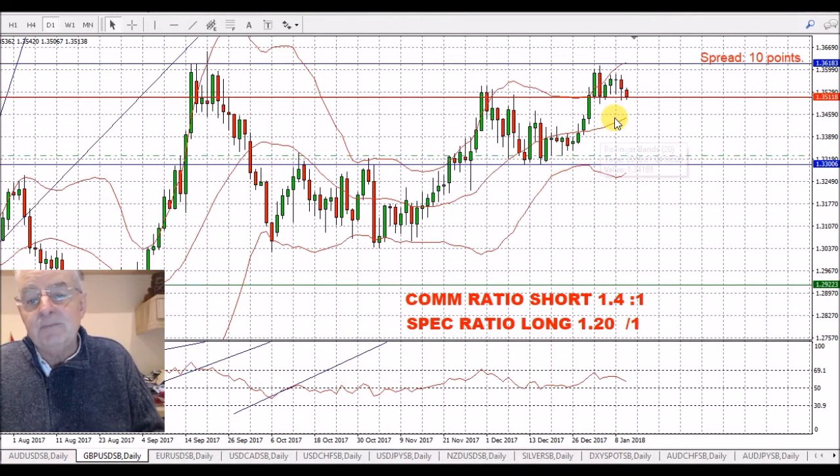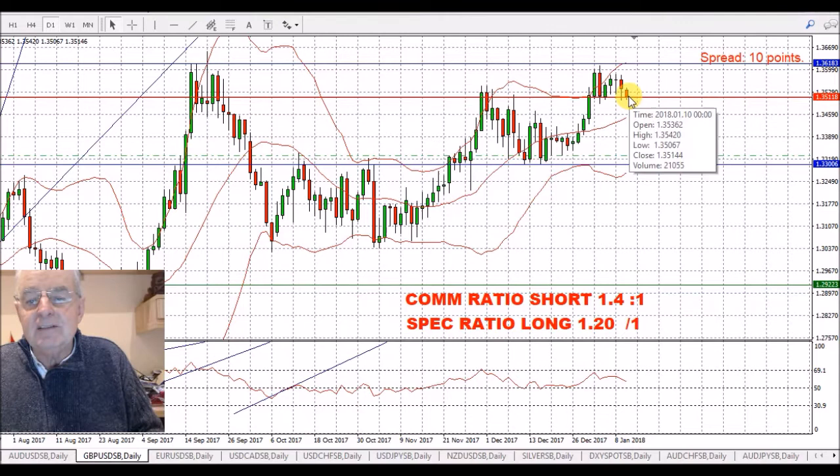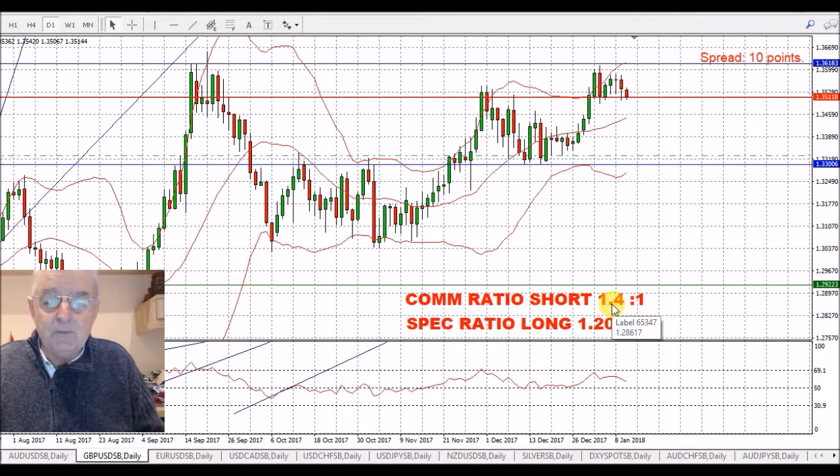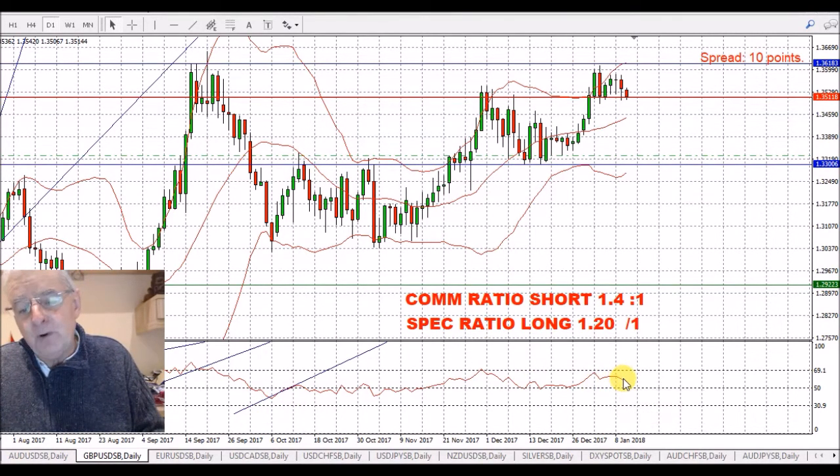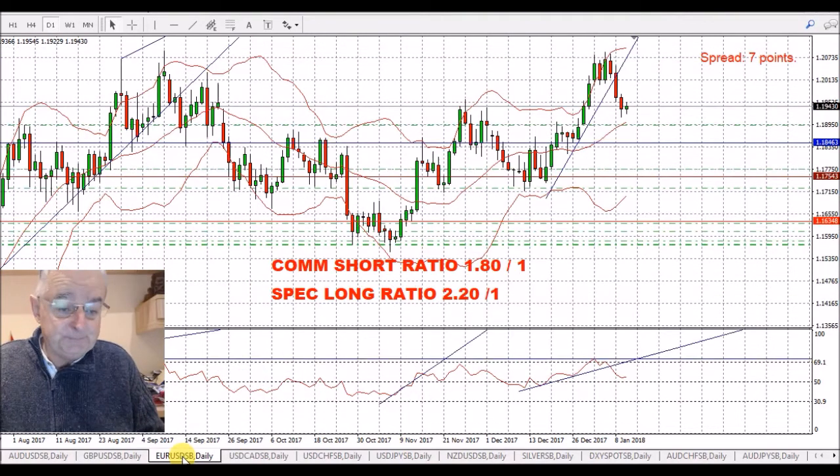Pound US dollar. The pound dollar is down on this support here. We can see this bit of support all the way across here. It hit it with the tail, and it's now down on it. I think it's going to break through. We have got a commercial short ratio of 1.4 to 1, which is quite an extreme position when you look at the chart historically. We are sort of pointing down on the RSI, and I think we're going to make a break lower perhaps next week.